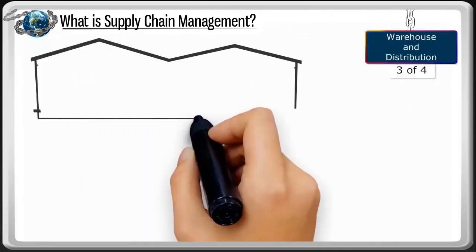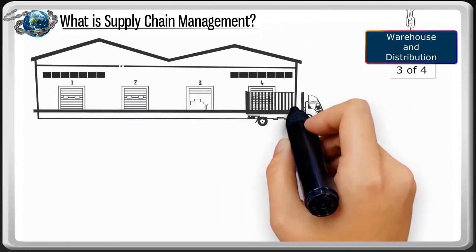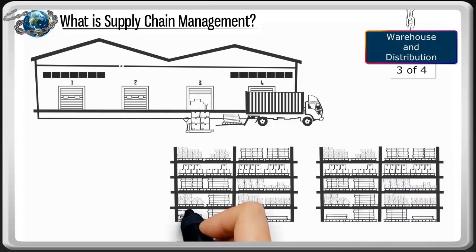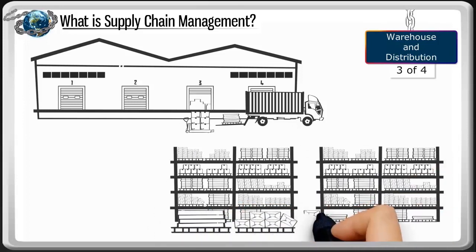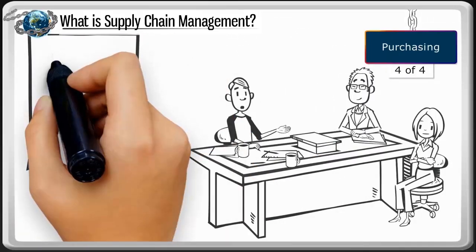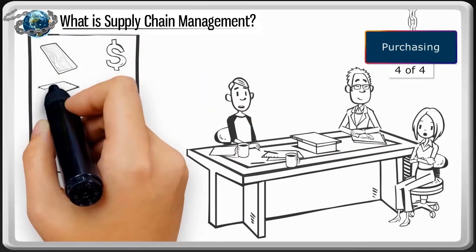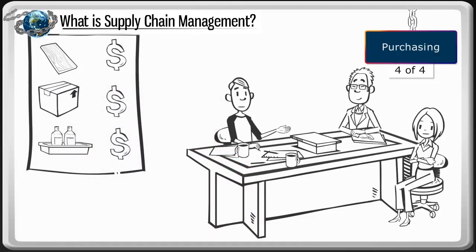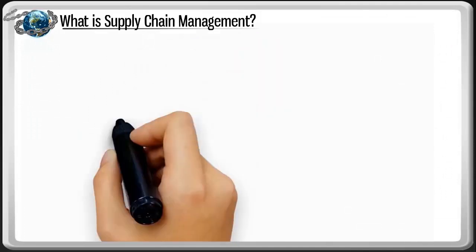Warehouse and distribution includes the sites and locations where everything that flows through the supply chain is stored. We refer to all stored items as inventory. Purchasing is the process of buying everything needed at the best price and quality to produce a final product that meets the customer's requirements.